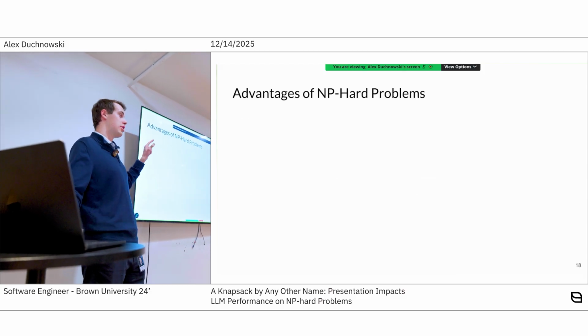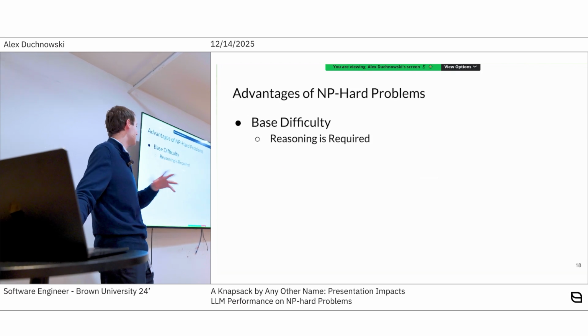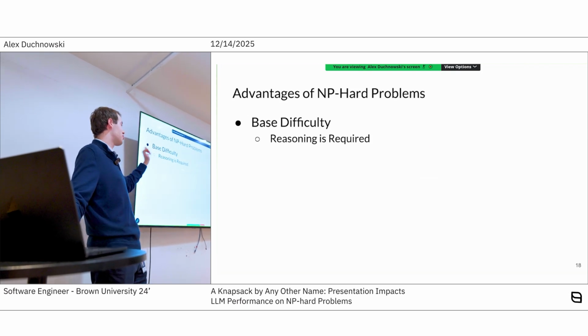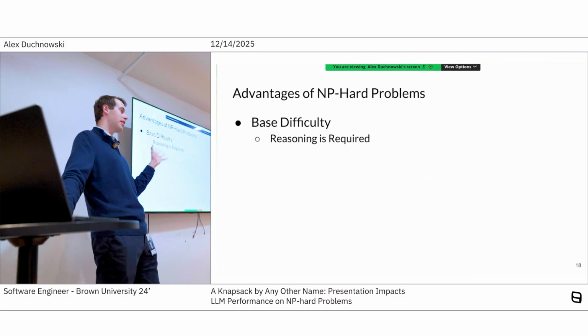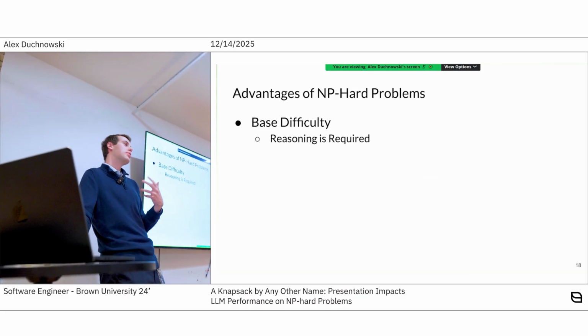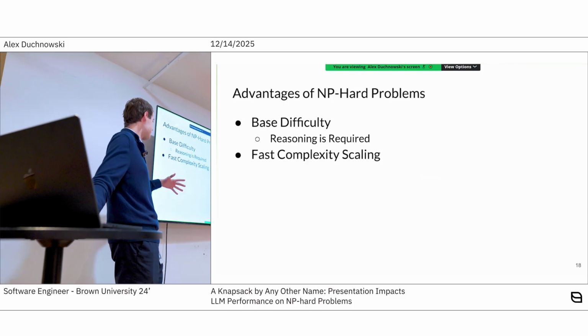Some of the advantages of using these problems in our data set are, first of all, we've got base difficulty. As Sasha said, they're not that hard, but they are kind of difficult, so reasoning is required. At least a little bit of reasoning. It's pretty unambiguous that if a language model can solve one of these problems, it's doing something we would call at least imitating reasoning, if not actually reasoning.